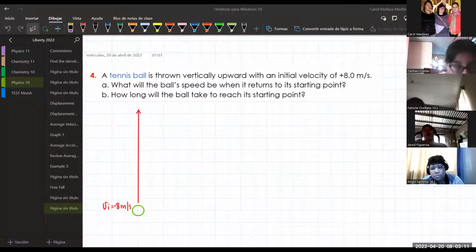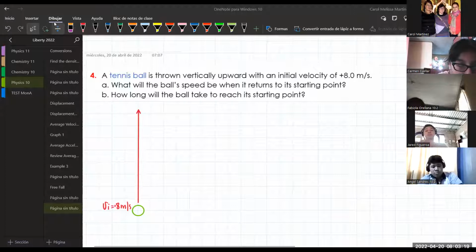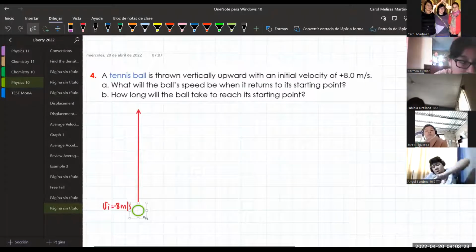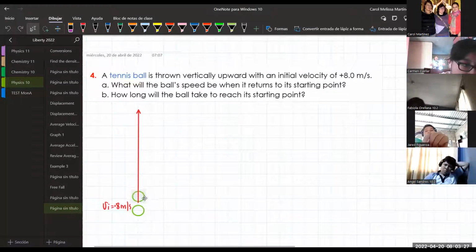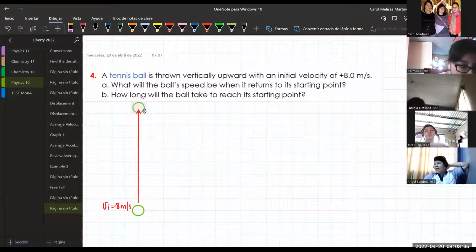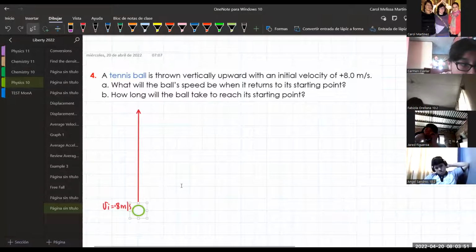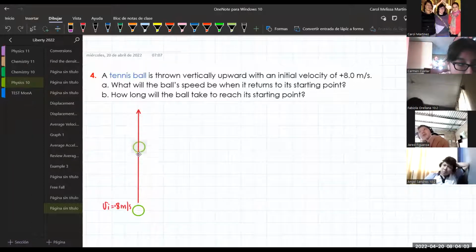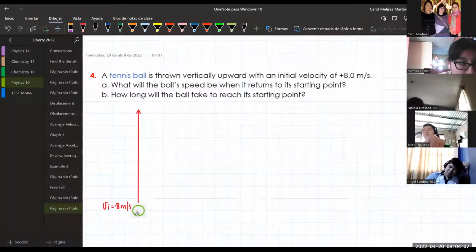In part A, it says, what will the ball speed be when it returns to its starting point? So in other words, this ball is going to have this motion. It's going to move upward until it no longer continues moving upward, and then it begins to move downward. Like every object. Imagine that you throw an object. This is the motion that it has. It goes up until it's no longer possible, and then it continues moving down. So this is what happened here.